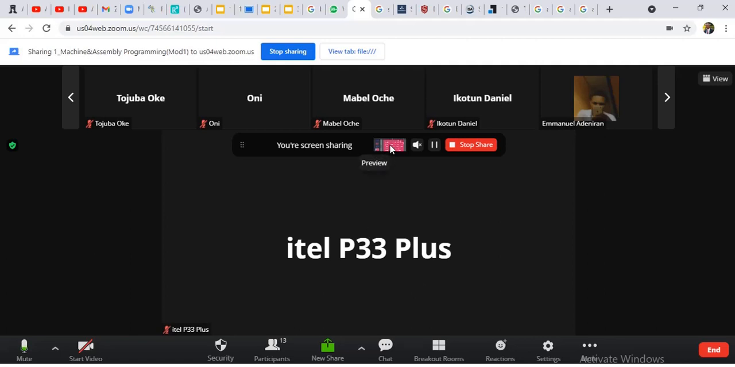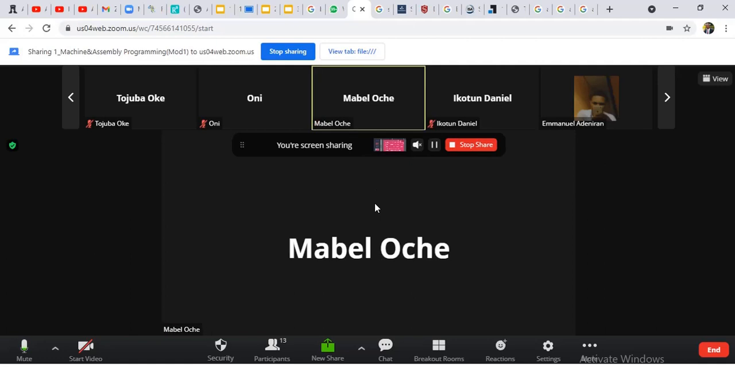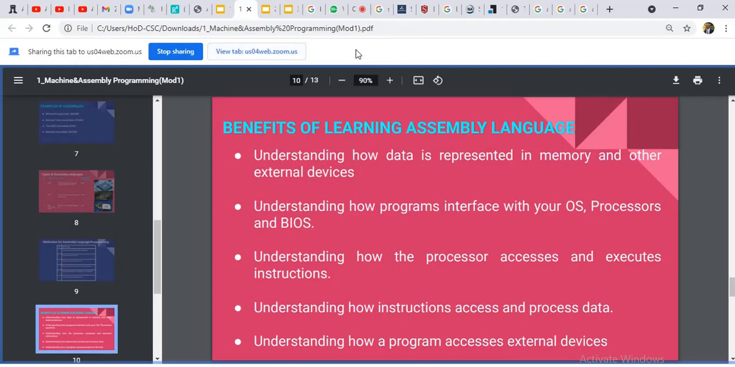All right, so can we continue? Learning assembly language enables you to understand how the processor accesses and executes instructions. It also enables you to understand how instructions access and process data and how a program accesses external devices. So these are some of the benefits of learning assembly language.